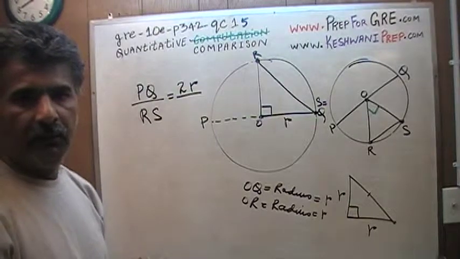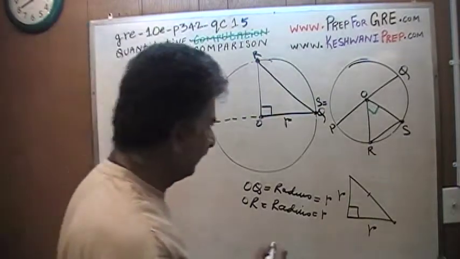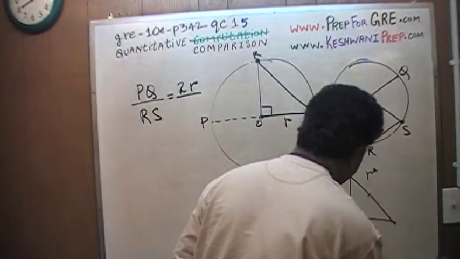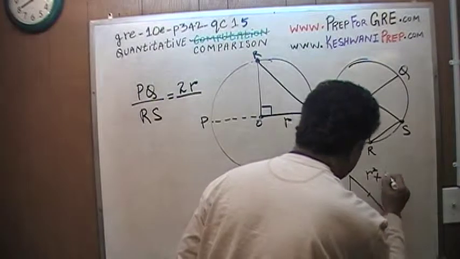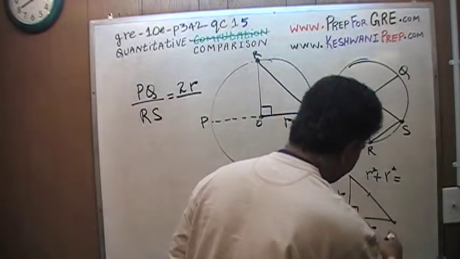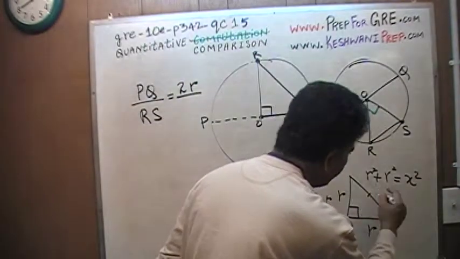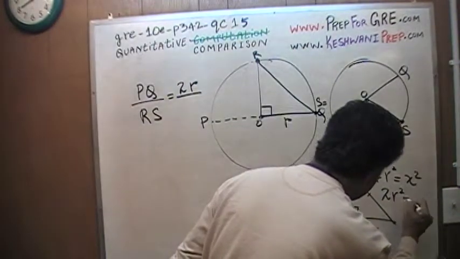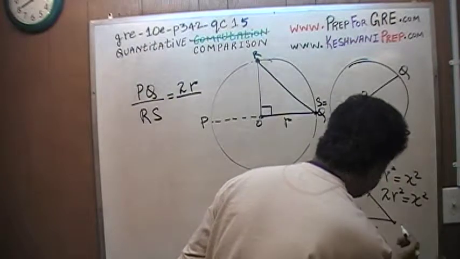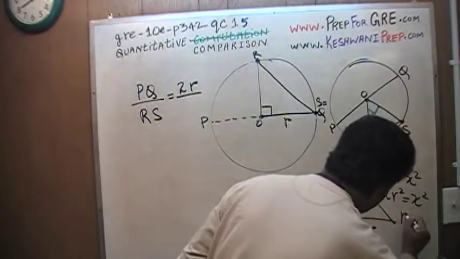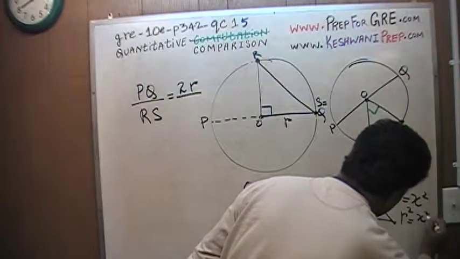Oh, very simple. With the Pythagorean theorem. The Pythagorean theorem says R squared plus R squared equals the length of this side, let's call it X squared. So R squared plus R squared is 2R squared, which equals X squared. Divide both sides by 2. R squared equals X squared over 2.